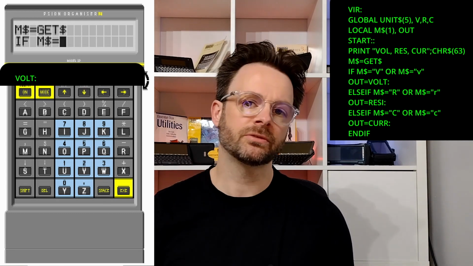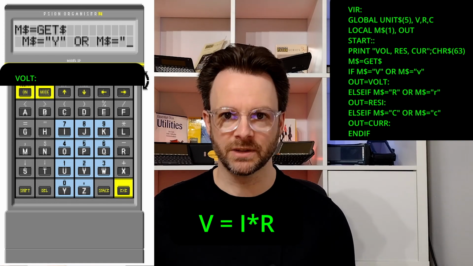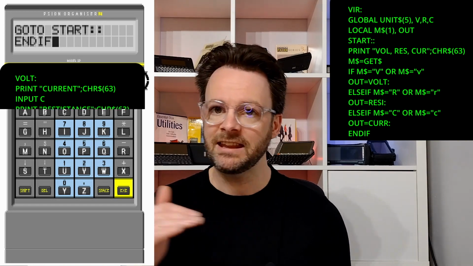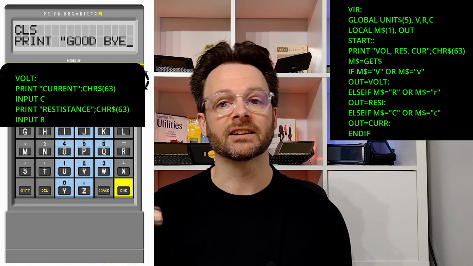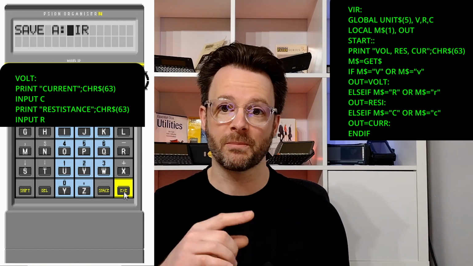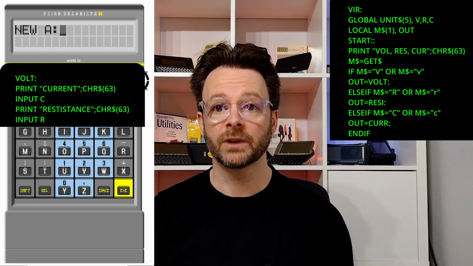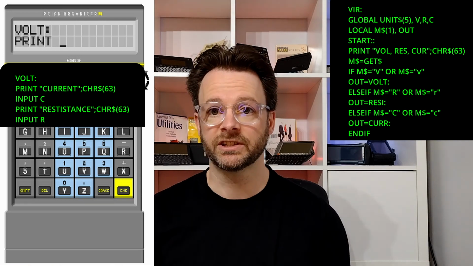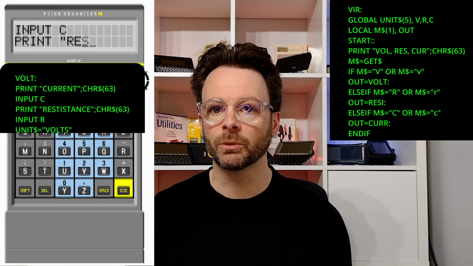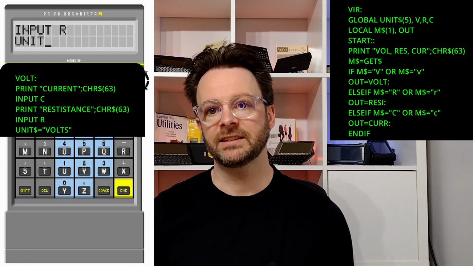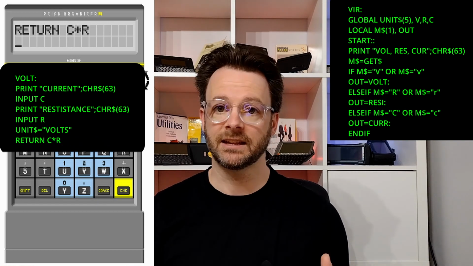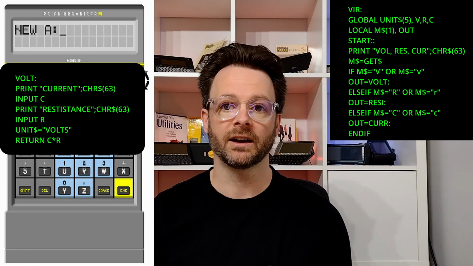So let's have a quick look at our subroutine volt before we come back to the main program. So voltage equals current multiplied by resistance. So we're going to need those 2 variables. I've not defined any local variables, and that's because we're using a global variable in the main program to pass the information to and from our subroutine. So the first thing we're going to do is define the current, which is C. Then we define the resistance, which is R. We're going to define the global variable units, and this time it's going to be outputted in volts. And we're going to return the value of C multiplied by R, which will equal our voltage.